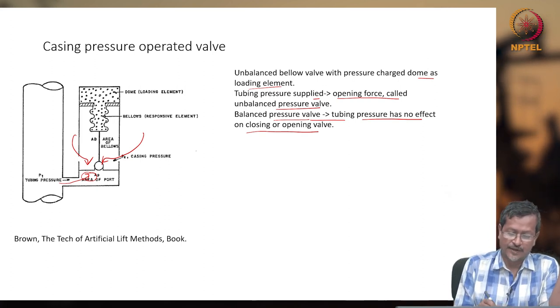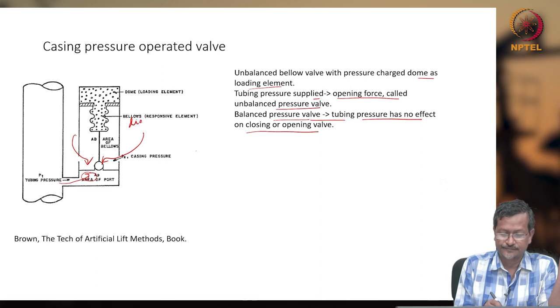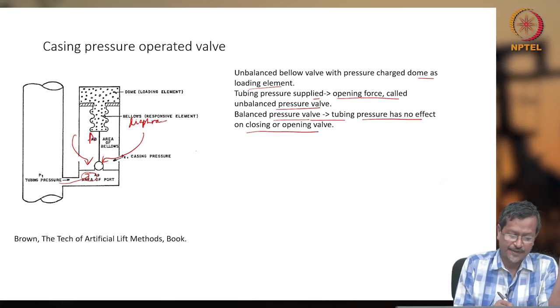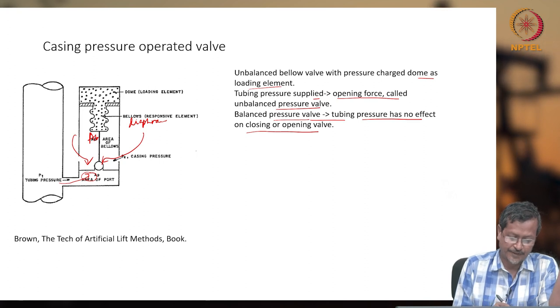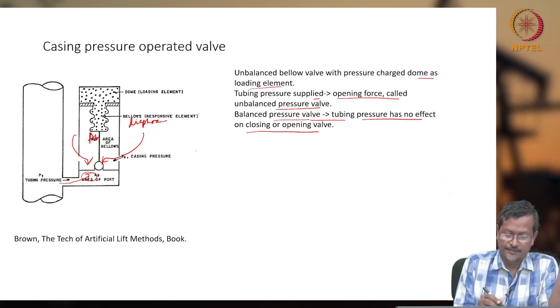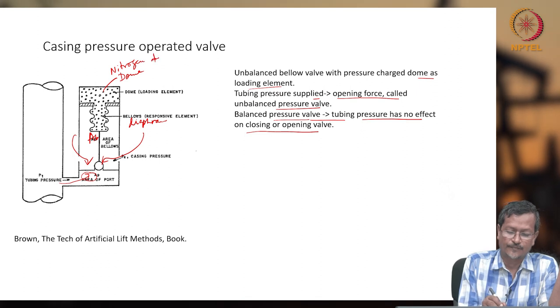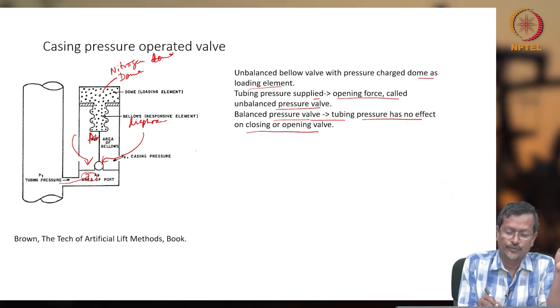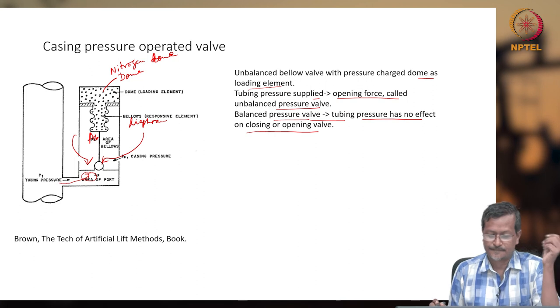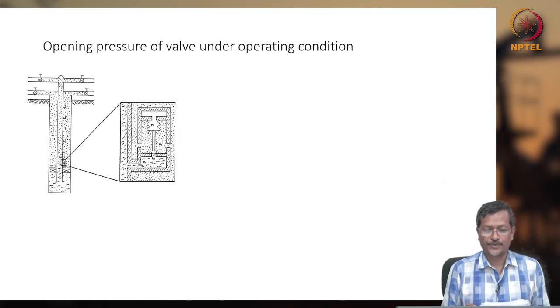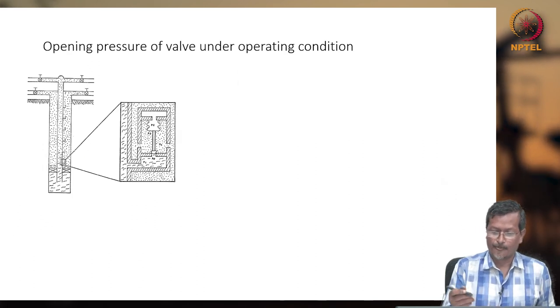So this is the bellow or diaphragm. The notations are almost the same: capital AB or small b, AP, and dome. This is called the nitrogen dome, or simply dome. We use an inert gas. So let's see the opening pressure of the valve under operating condition.